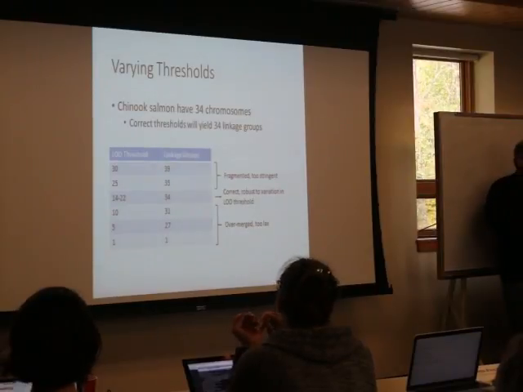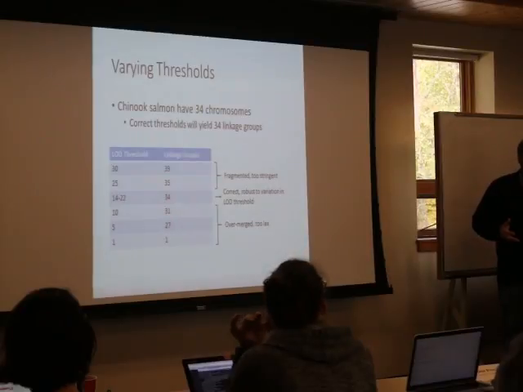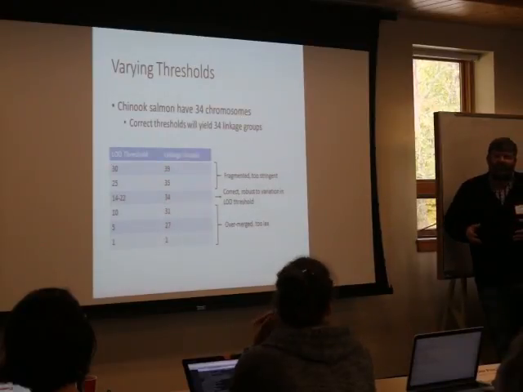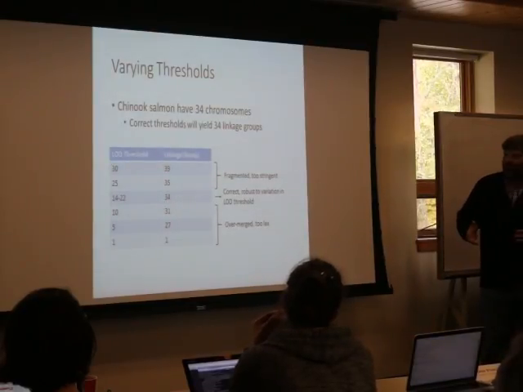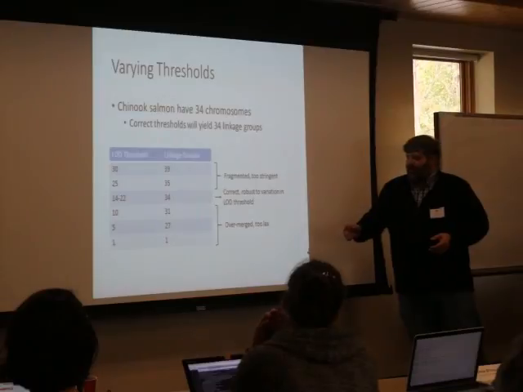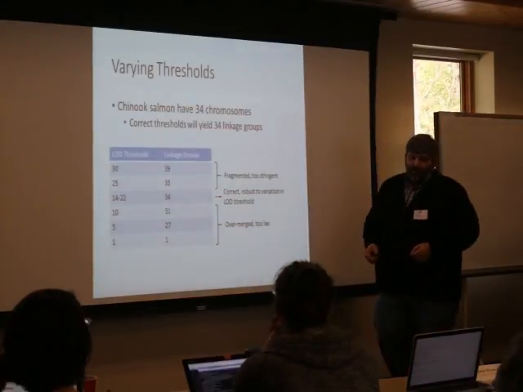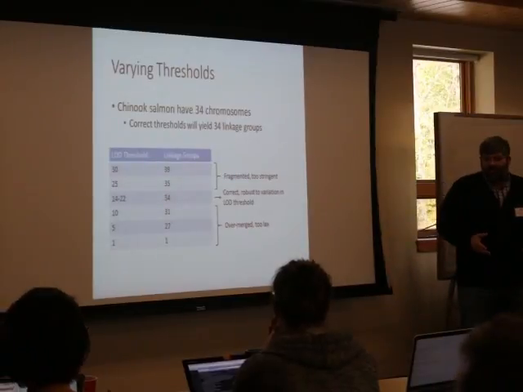So this is an example of how varying these thresholds can change the number of linkage groups that you get. With Chinook salmon, 34 linkage groups is the correct number. There are 34 chromosomes, so we should have 34 linkage groups. And in this data set, it's actually pretty robust. Varying the log threshold anywhere from 14 to 22, we get the right number of linkage groups.